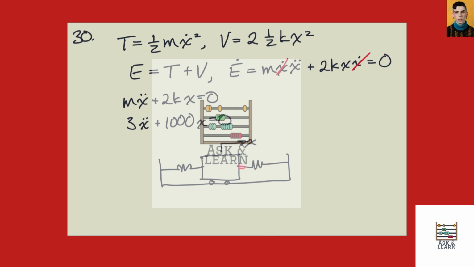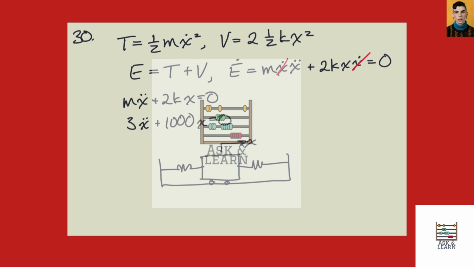Now we have to look at the energy stored in the springs. In each spring, we have 1/2 k times the change in length squared. The change in length for one spring is going to be minus x, and for the other spring is going to be x. But when we square it, we get the same result. So for each one, we have 1/2 k x squared, and we have two springs, so we have a total potential energy of k x squared.